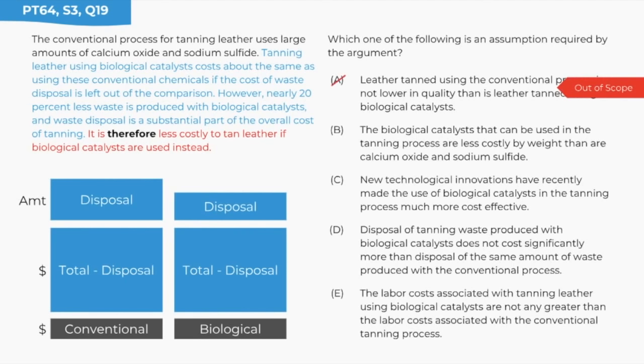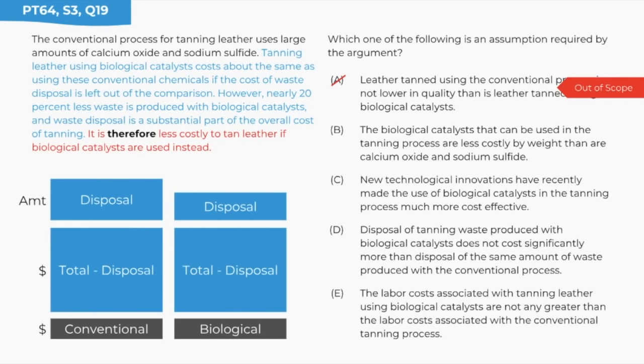Answer choice B, the biological catalysts that can be used in the tanning process are less costly by weight than are calcium oxide and sodium sulfide, which are the catalysts in the conventional process. Right? So this is talking about the cost of something within that big group, which they said was the total minus disposal. They told us that the total minus disposal for both conventional and biological were about the same. And if you were to break down the costs within those groups more specifically, it doesn't really help us because it's a cost within that total sum, and it's the total sum that we're using.